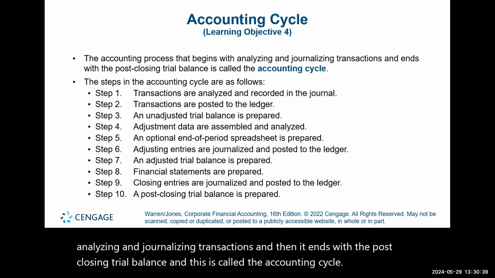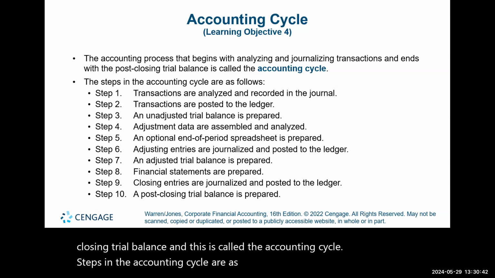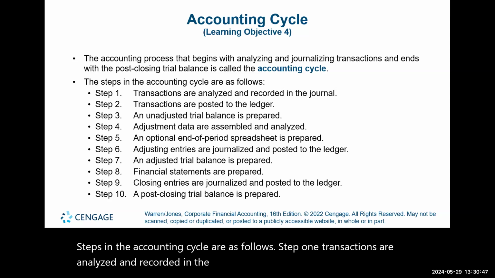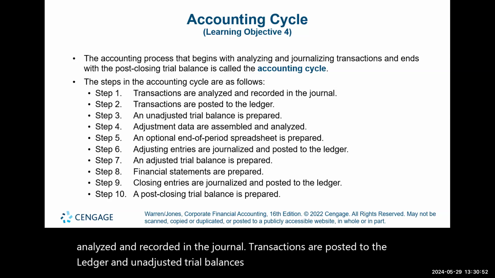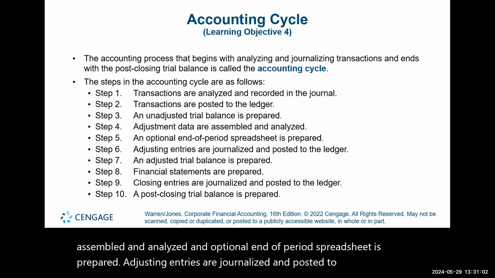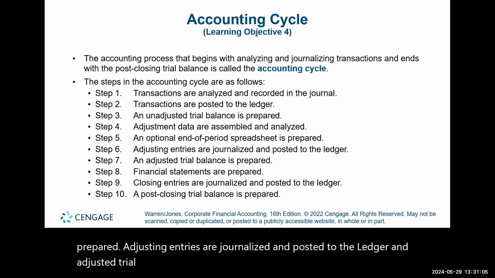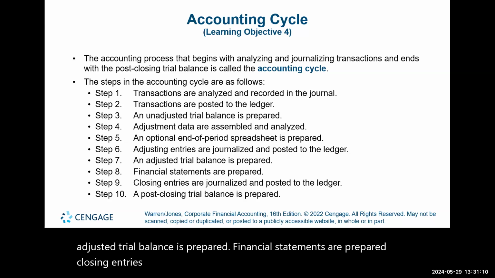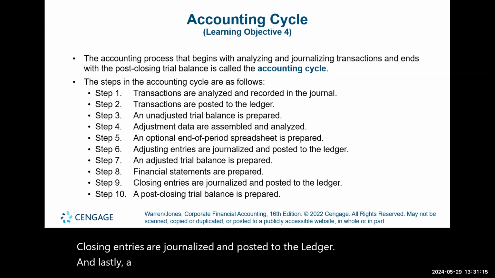So the steps in the accounting cycle are as follows. Step 1, transactions are analyzed and recorded in the journal. Transactions are posted to the ledger. An unadjusted trial balance is prepared. Adjustment data are assembled and analyzed. An optional end-of-period spreadsheet is prepared. Adjusting entries are journalized and posted to the ledger. An adjusted trial balance is prepared. Financial statements are prepared. Closing entries are journalized and posted to the ledger. And lastly, a post-closing trial balance is prepared.